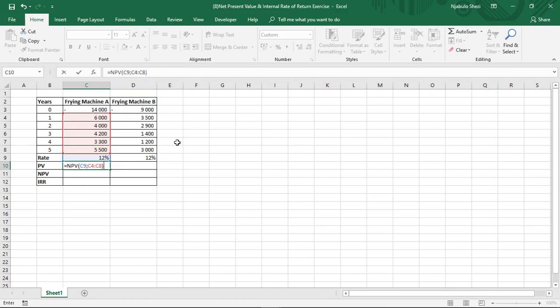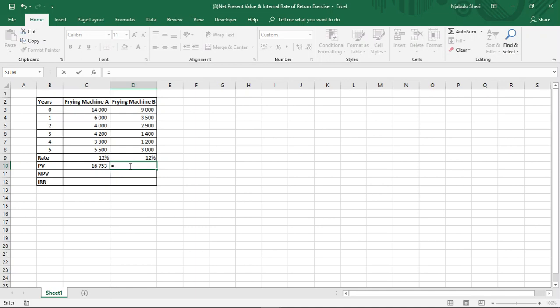And then we close our brackets and hit enter. And then our discounted cash flows are 16,753 rands for frying machine A. Let's do the same now for frying machine B.